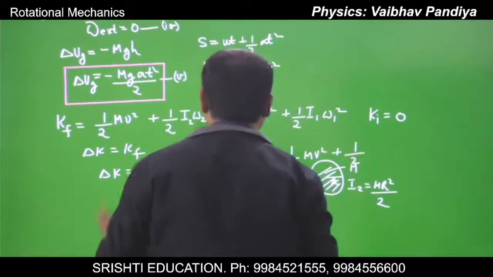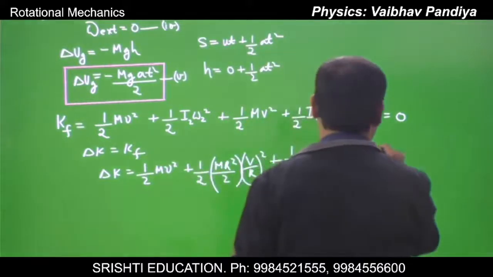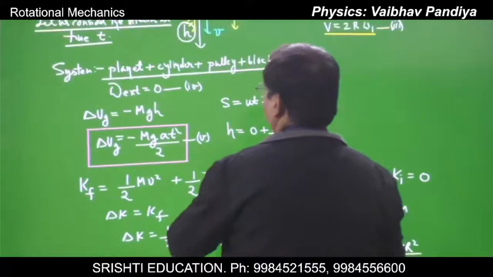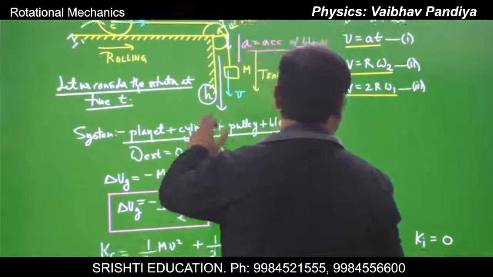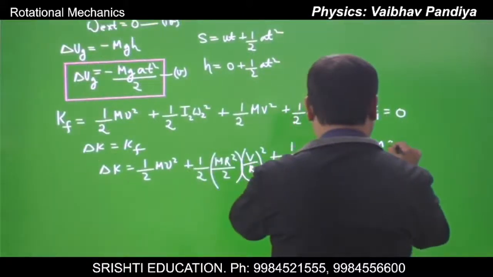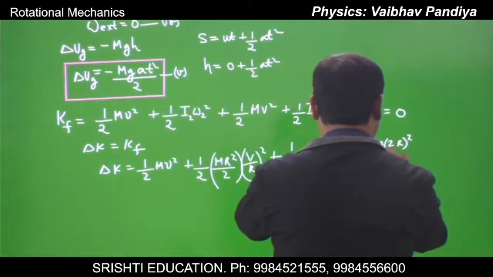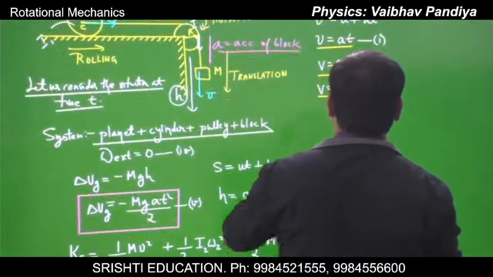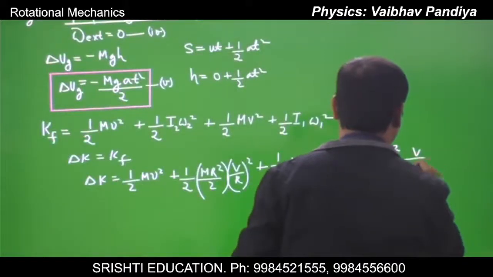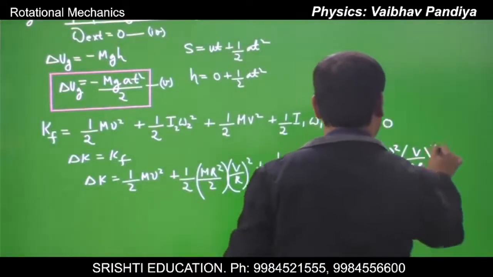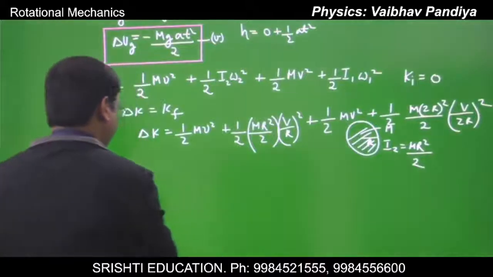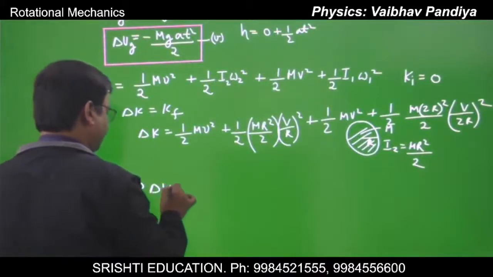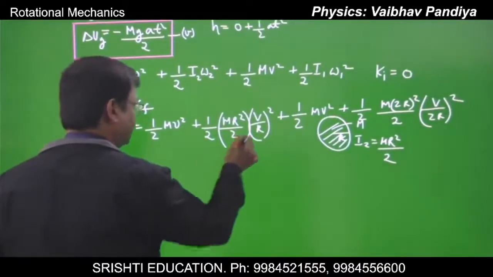Okay, plus half m v square plus half. Now I1 is the moment of inertia of the solid cylinder about the central axis. So the radius of the cylinder is what? 2r, and the mass is m. So it will be m times radius square by 2. Now what is your omega 1? It is v by 2r, so v by 2r whole square.